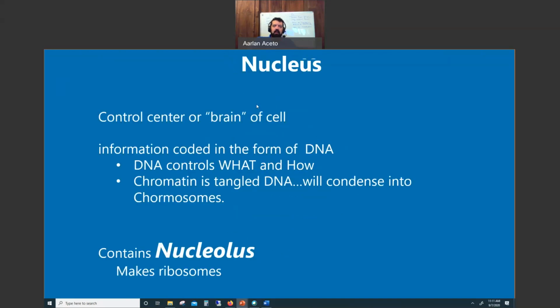So, we did the membrane, the cytoplasm with all the organelles, and now the nucleus. The nucleus is, for lack of a better word, the control center or the brain of the cell, and this is where all the information is coded in deoxyribonucleic acid, DNA, and DNA controls what and how things are going to happen. Within the nucleus is a nucleolus. The nucleolus's main purpose is to make ribosomes, which we'll get into in a minute. So again, you've got that nucleus floating around inside the cytoplasm, which is surrounded by a cell membrane. Within the nucleus is a nucleolus, and that's where the ribosomes are made.